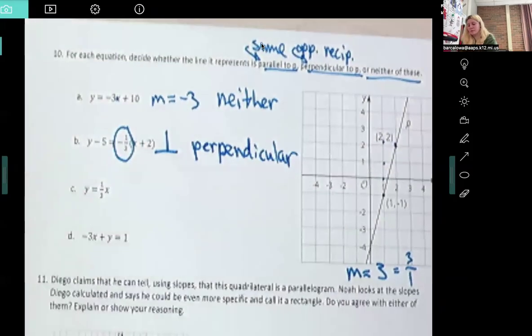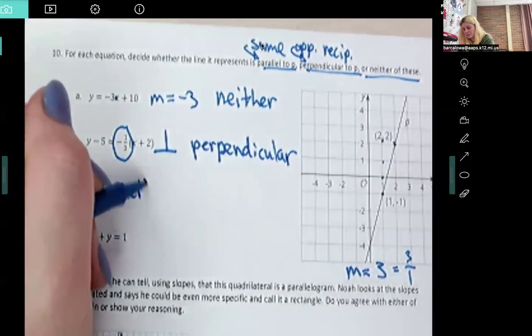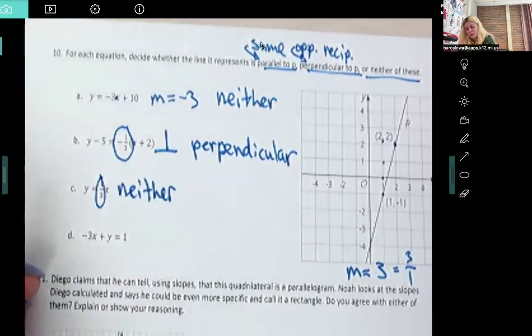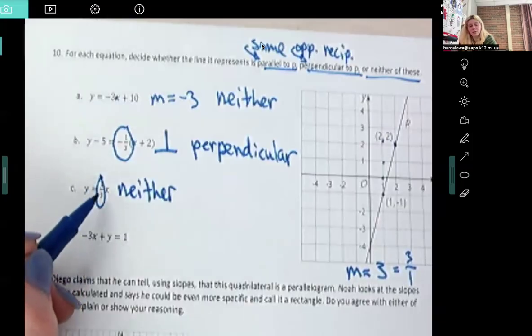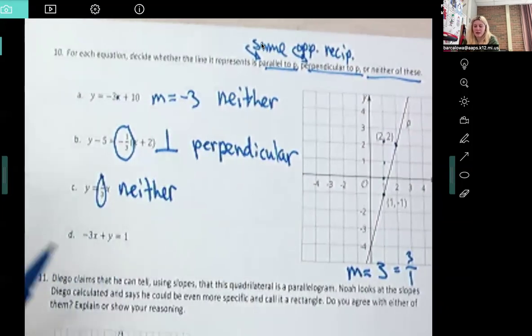Okay, what about this one? Slope of 1/3. Took the reciprocal, but I did not change the sign, so this is neither. And again, I can tell that's a slope of 1/3 because it's 1/3 times x. This is kind of an exception here. When I see x and y on the same side together, I want to get y all by itself.